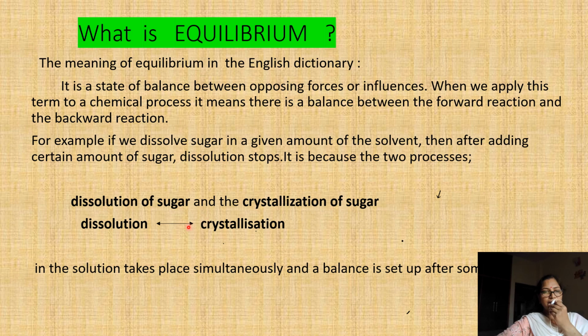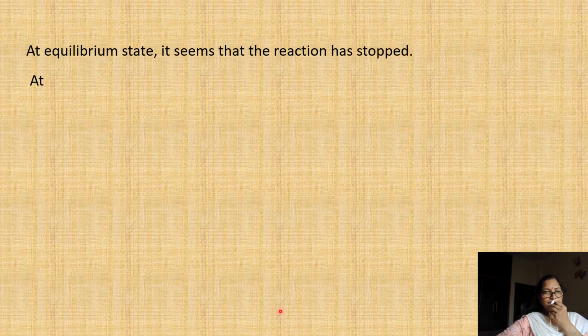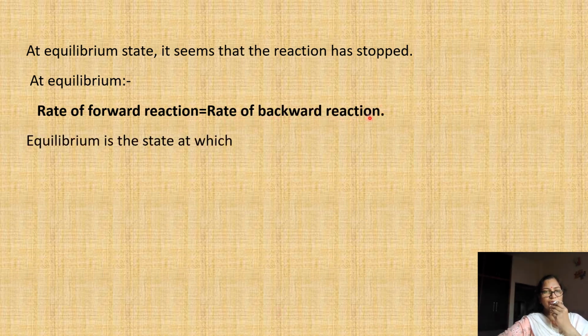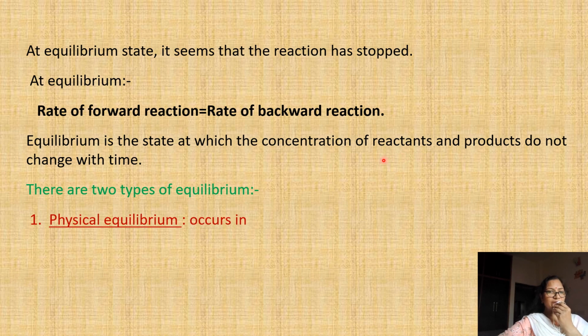Equilibrium is shown by double half-headed arrow. At equilibrium it seems that the reaction has stopped, but the rate of forward reaction becomes equal to rate of backward reaction. Equilibrium is a state in which concentration of reactants and products do not change with the passage of time.